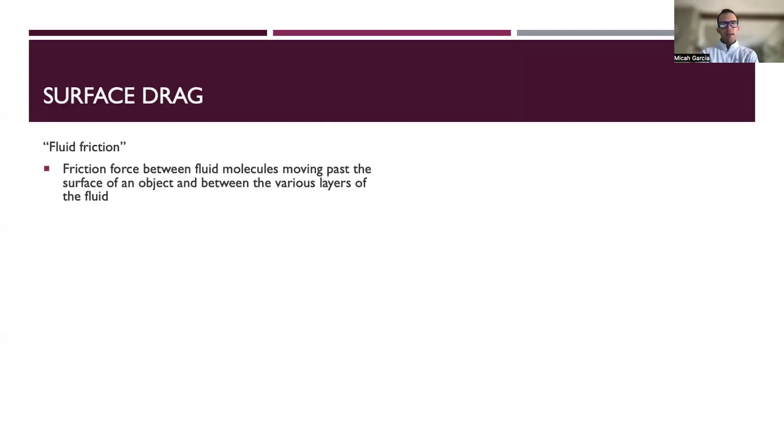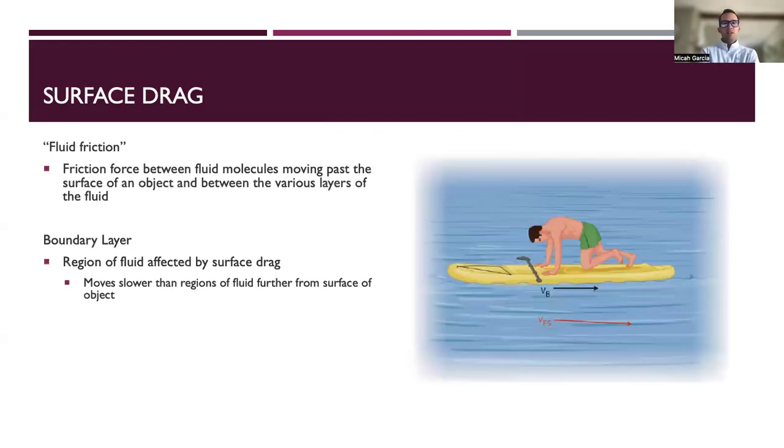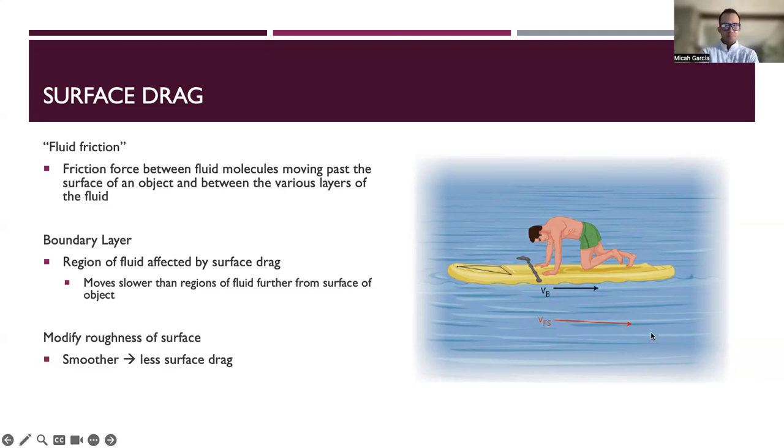Like I said, surface drag is sometimes referred to as fluid friction. It can also be referred to as skin friction drag. And this is going to be the friction force between fluid molecules moving past the surface of an object and between the various layers of fluid. So you're going to have a boundary layer, which is a region of fluid that's going to be affected by the surface drag. What you see here is that the fluid moves slower than regions of the fluid further from the surface of the object. So if you look at this paddleboard boundary layer, you see that the fluid is moving slower than it is at this layer further away.